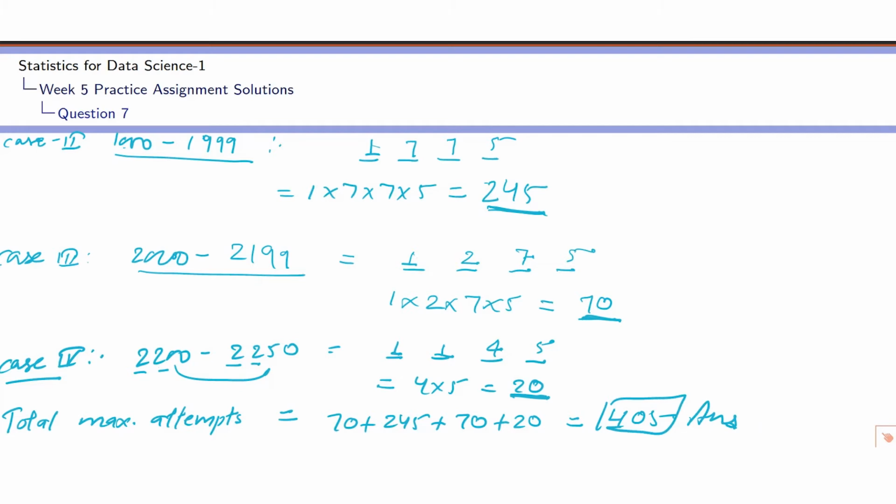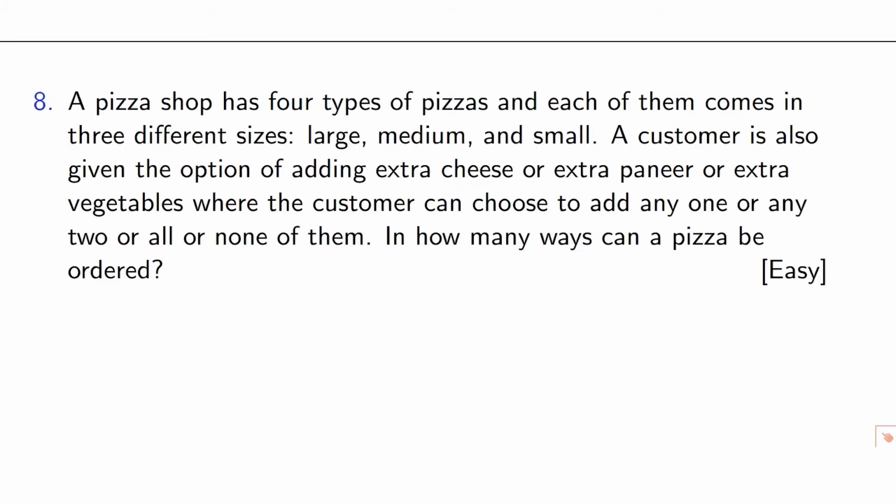Next, question number 8. The pizza shop has 4 types of pizzas, and each of them comes in 3 different sizes: large, medium and small. That is, the pizza shop has 4 types of pizza, and each of the types comes in 3 different sizes. A customer is also given the options of adding extra cheese or extra paneer or extra vegetables, where the customer can choose to add any one or any two or all or none of them. In how many ways can a pizza be ordered?